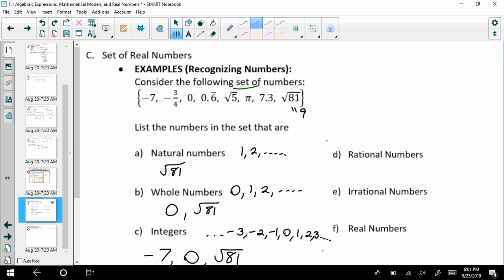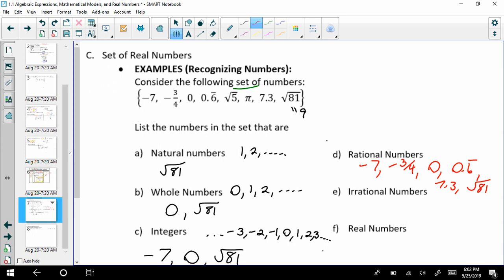Okay, rational numbers. These are the numbers that can be written as fractions or decimals. So -7, because if I really wanted to, I could write that as -14/2. That's a fraction. -3/4, 0, 0.6 repeating, not square root 5, because as a decimal that doesn't stop, not pi, same reason, 7.3, and square root 81. Those would all be rational numbers.